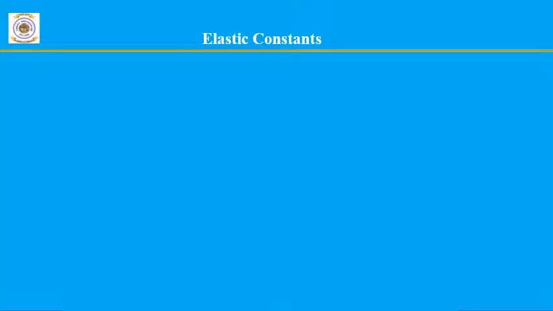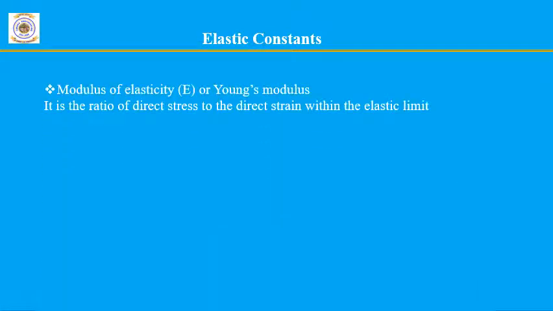Next concept is elastic constants. Generally we have four elastic constants. The first one is Young's modulus or modulus of elasticity, and we know from Hooke's law, within the elastic limit, stress is directly proportional to strain. Therefore, stress equals the elastic constant, or constant of proportionality, into strain. That constant of proportionality is nothing but Young's modulus, denoted by capital E. Therefore, E is equal to stress by strain epsilon.